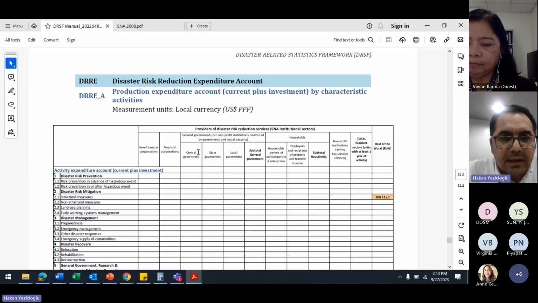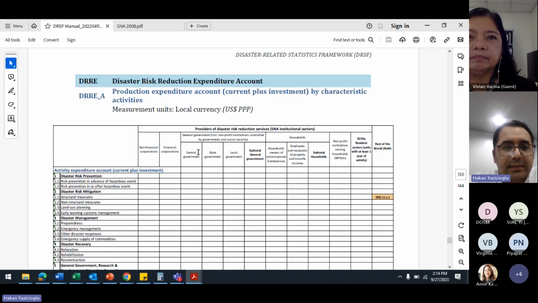These tables record the expenditures made by the providers of disaster risk reduction services, which are the institutional sectors of the SNA. We can list these providers as non-financial corporations, financial corporations, general government, households, and non-profit institutions serving households. This classification of institutional sectors is consistent with the SNA structure, so we record these expenditures by this disaggregation.